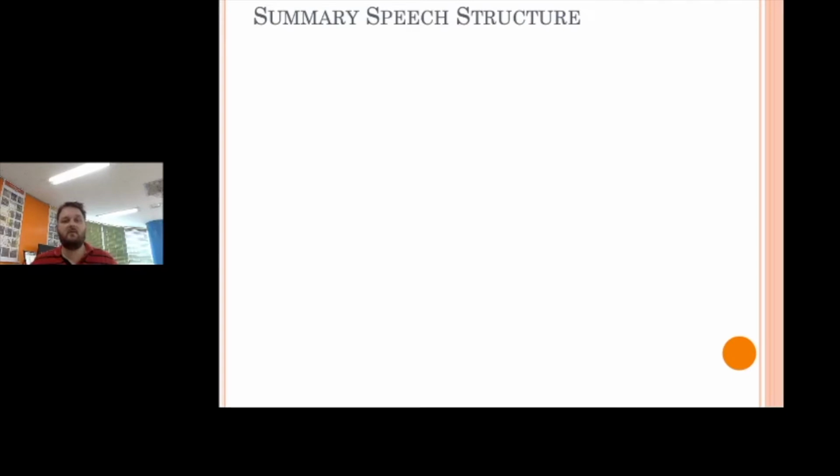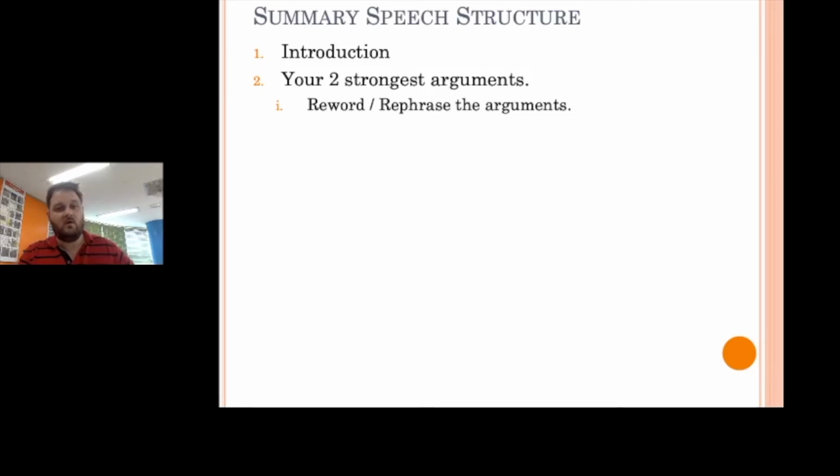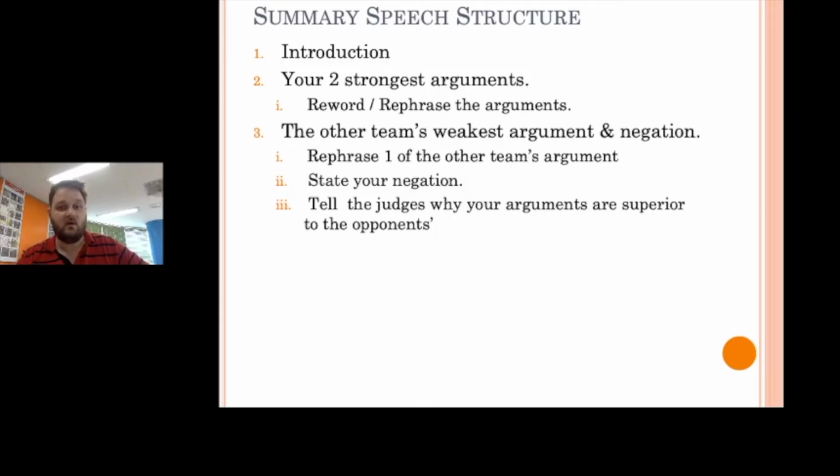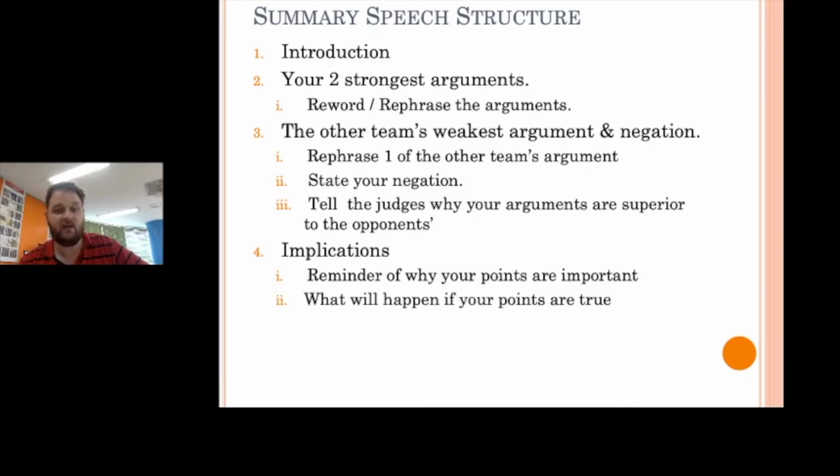And just to review the summary speech structure, you have introduction, your 2 strongest arguments, so just 2, reword, rephrase these arguments. Your opponent's weakest argument, a negation, so rephrase 1 of the other team's arguments, state your negation. Tell the judges why your arguments are superior to the opponent's. And implication, reminder of why your points are important and what will happen if your points are true.